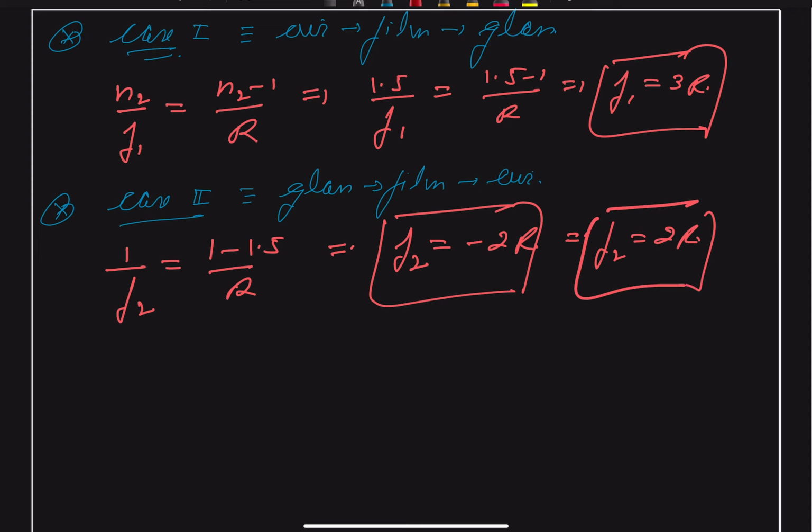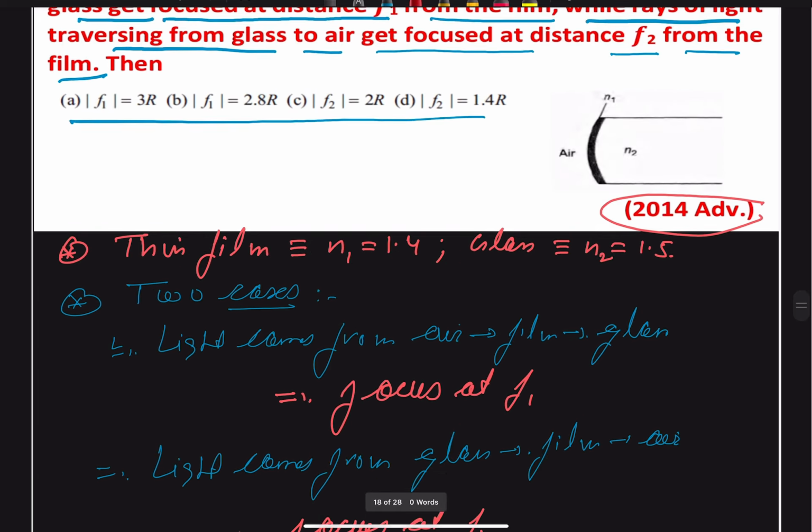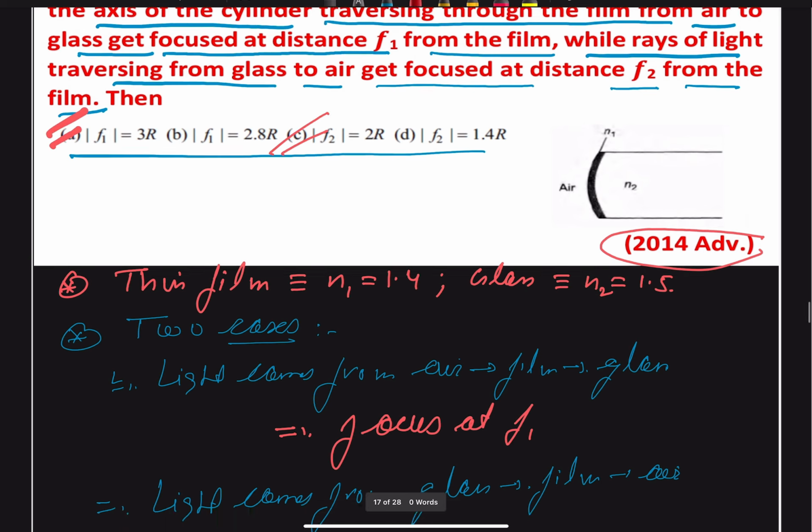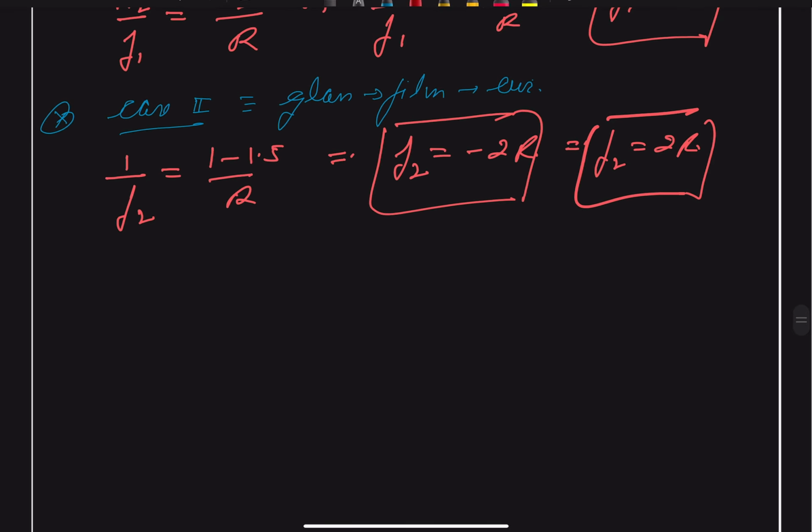Okay. So F1 we have 3R, so option A is correct, and F2 is equal to 2R, so option C is correct. So options A and C are correct. Come next question.